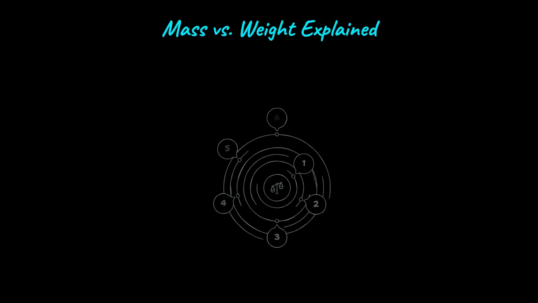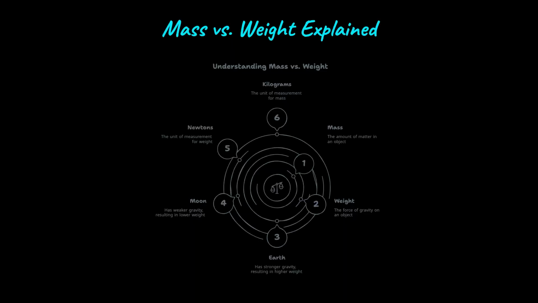Mass is the amount of matter in an object and stays constant everywhere. Weight is the gravitational force on that mass and changes with gravity. An astronaut on the moon has the same mass as on Earth but weighs only 1/6 as much, which is exactly why science uses grams for mass, not a force unit.